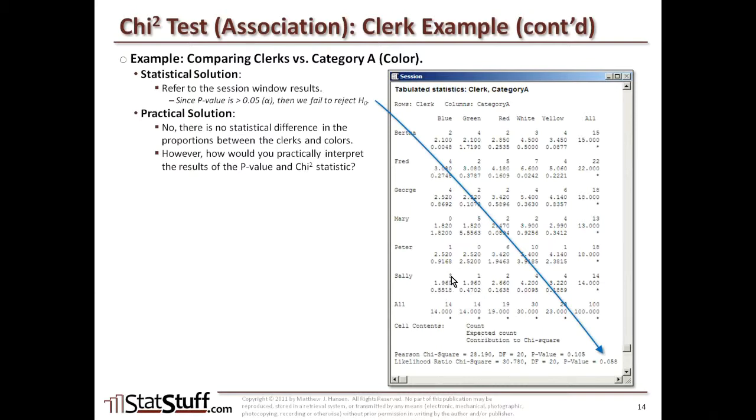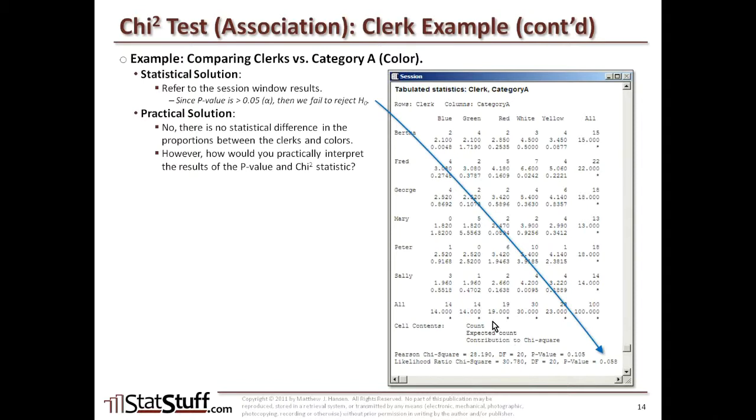So in this one for Sally here, aligned with blue, 3 was the count, the actual observations. The one number beneath that is the expected count. So I expected there to be about 2, or 1.96 as the result. The contribution it has to the Chi², in this case for Sally, is 0.55. That's relatively small compared to the overall Chi² test statistic.